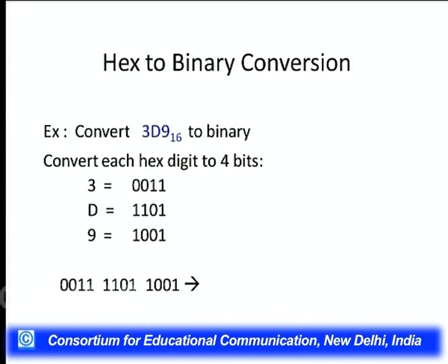So the total number representing 3D9 with base 16, the hexadecimal number 3D9, can be written like this, and you can remove the leading zeros, because leading zeros make no difference. So you can easily remove the leading zeros. Then the number can be obtained.